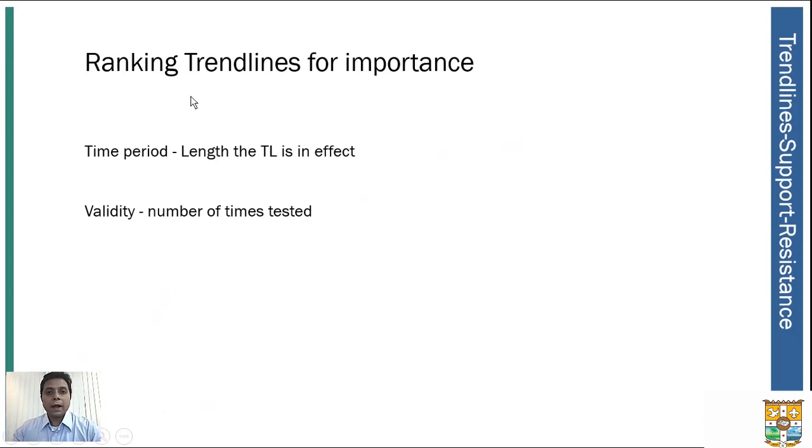So how do you rank trend lines? The first is the time period or the length of the trend line, and the second way is the validity, the number of times tested. We'll do the second one first, which we have spoken of, is that to draw a trend line you need 2 points and you have a trend line, but you wait for the third point and the fourth point. The number of times it gets tested and it holds, it becomes stronger and more valid. The time period is the time period which the trend line is holding.